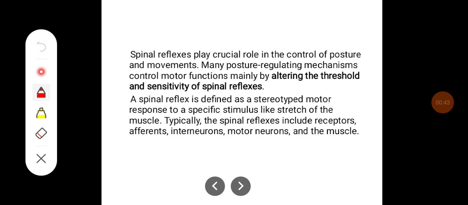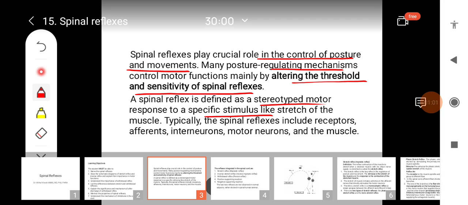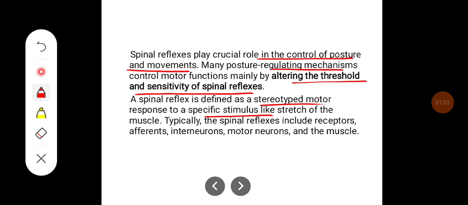Spinal reflexes play a crucial role in the control of posture and movements. Many posture regulating mechanisms control motor functions mainly by altering the threshold and sensitivity of the spinal reflexes. A spinal reflex is defined as a stereotyped motor response to a specific stimulus like stretch of the muscle. Typically, the spinal reflexes include receptors, afferents, interneurons, motor neurons, and the muscle.